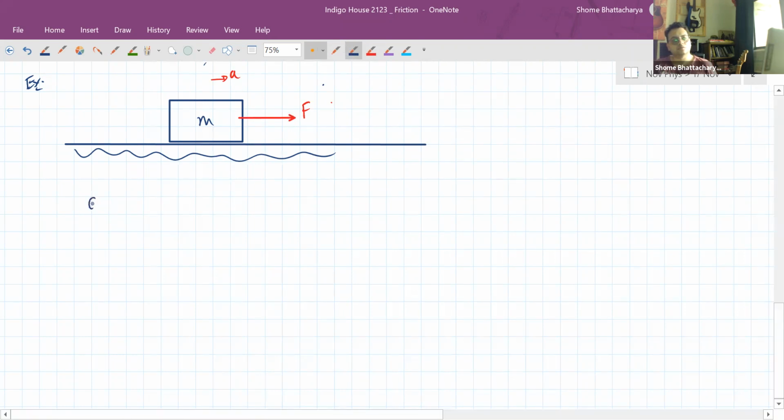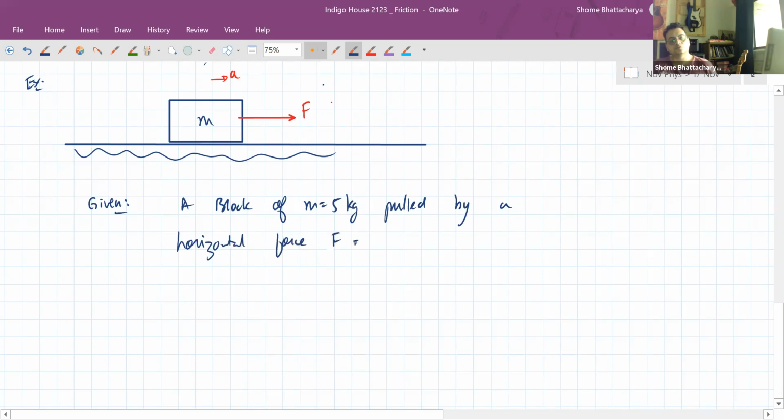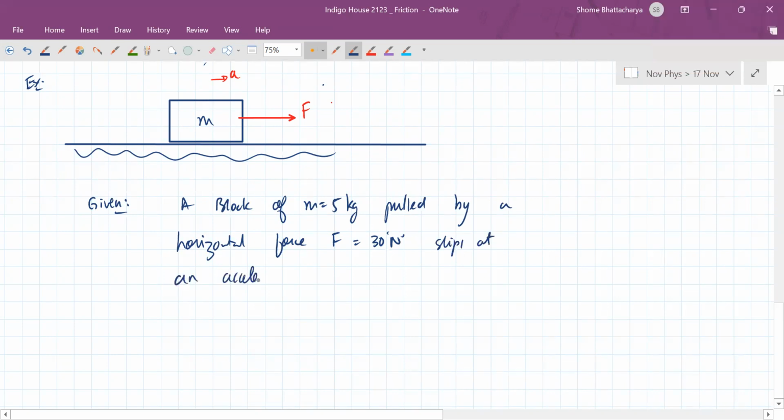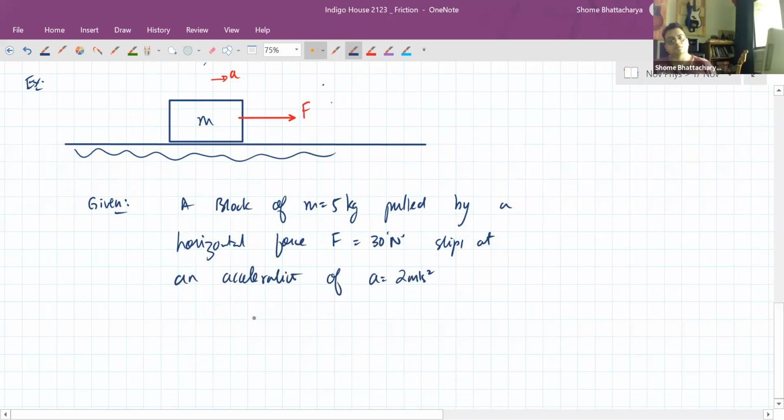So given a block of mass 5 kg pulled by a horizontal force of 30 Newton magnitude, suppose, slips at an acceleration of 2 meters per second square. Take g as 10 meters per second square.